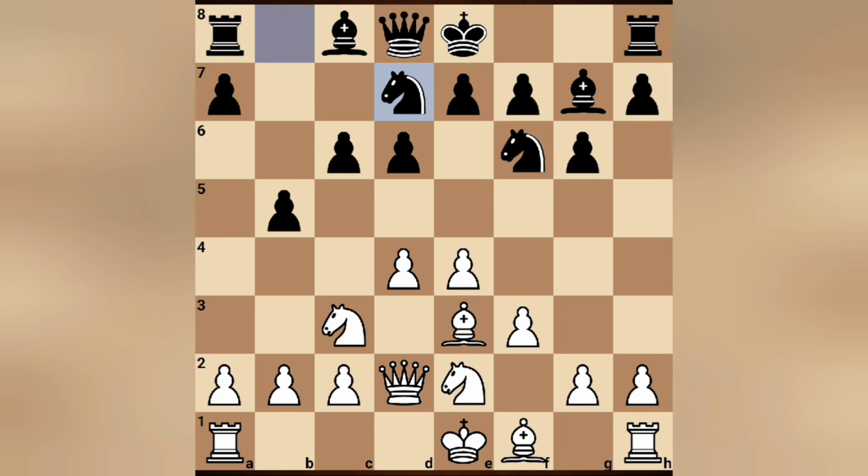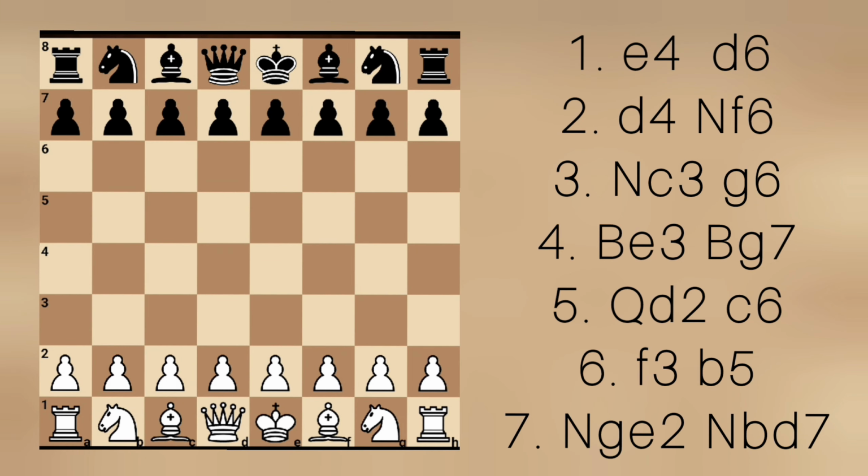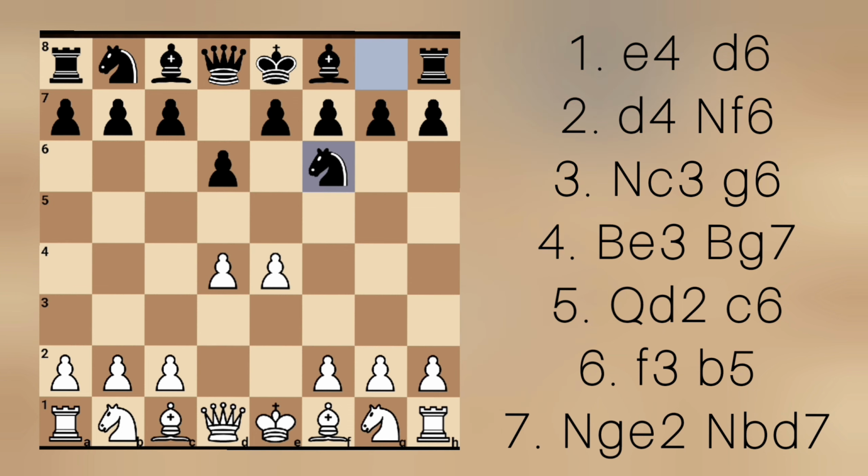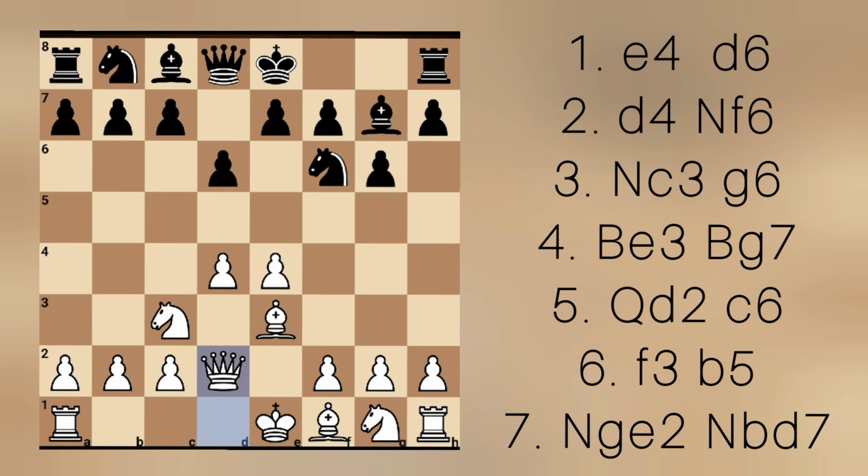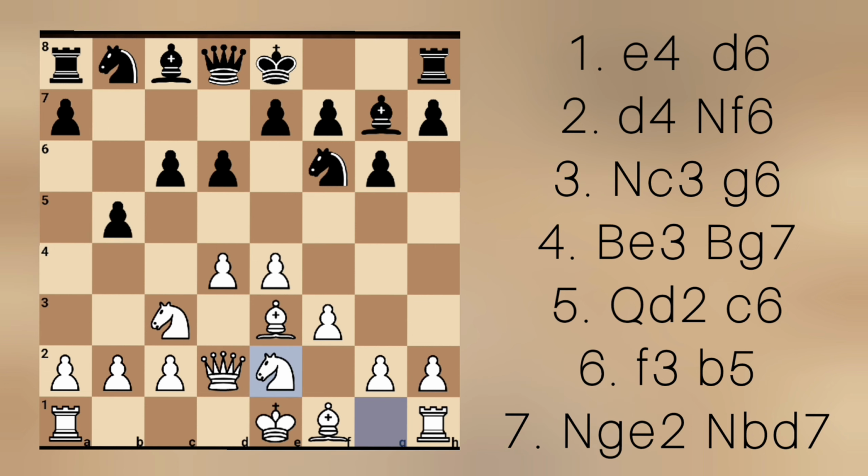I will tell the answers. See if you have written correctly. First move E4 D6. Second move D4 Knight F6. Third move Knight C3 G6. Fourth move Bishop E3 Bishop G7. Fifth move Queen D2 C6. Sixth move F3 B5. Seventh move Knight GE2 Knight BD7.